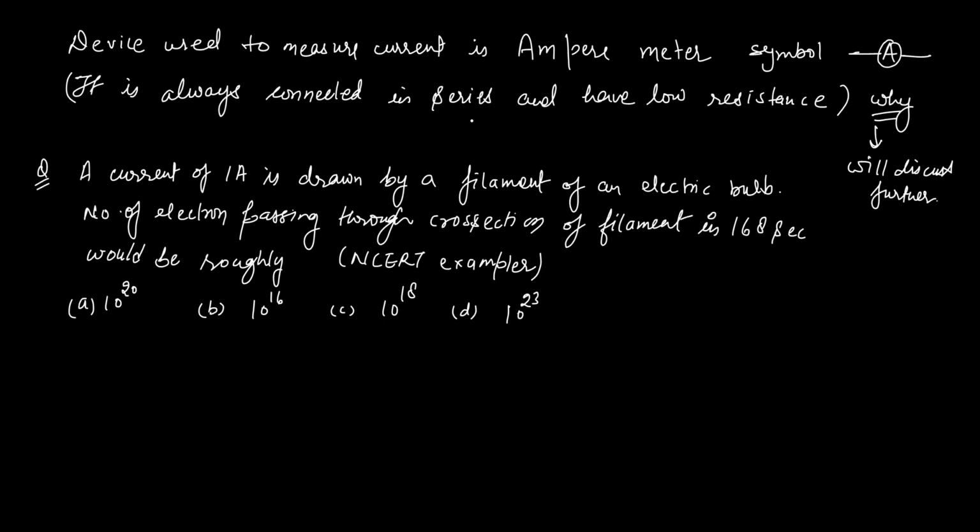Note it down: the device used for measuring current in amperes is the ammeter, and its symbol is denoted by this A. It is always connected in series and has low resistance. And why? We will discuss this later, when we learn the series and parallel combination of resistance and what resistance is. But note it down that it is always connected in series and has low resistance. We are talking about the ammeter, and it has low resistance.